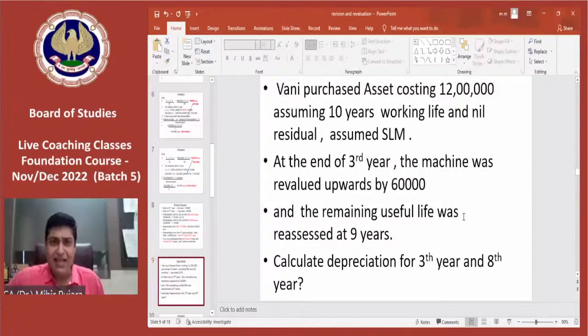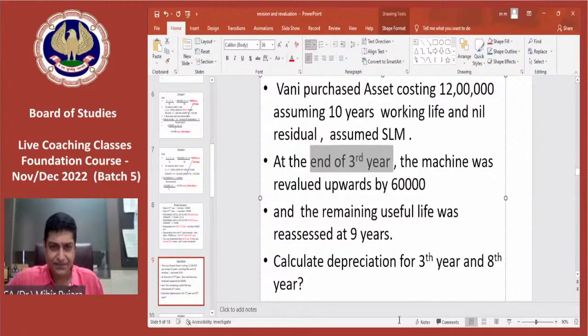Okay. When we are revaluing after 3 years, first we have to find out the old depreciation. Tell me, guys, what will be the old depreciation?